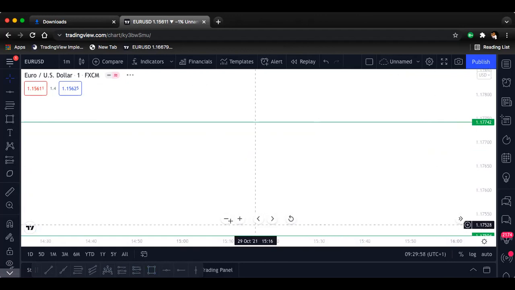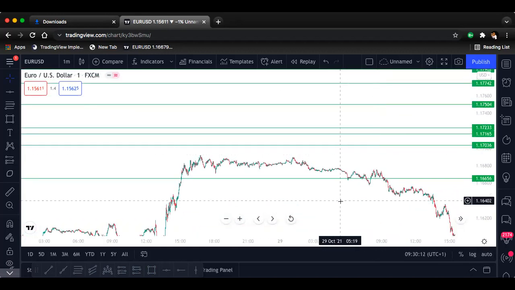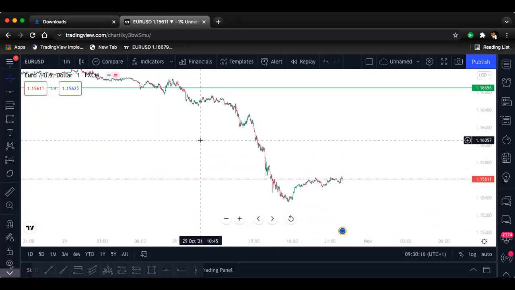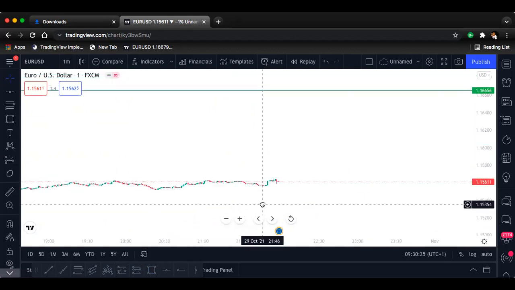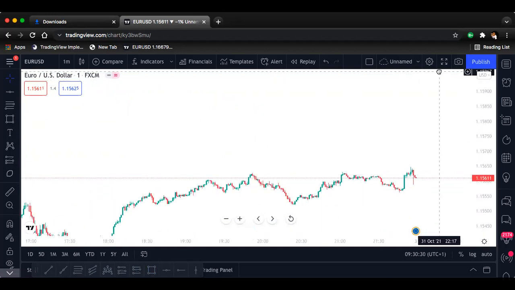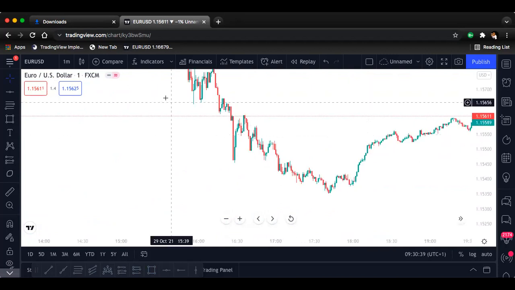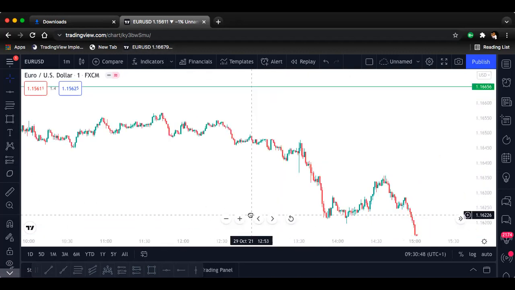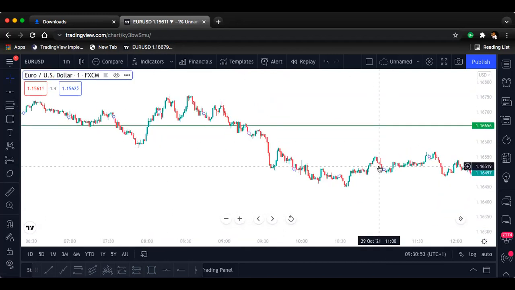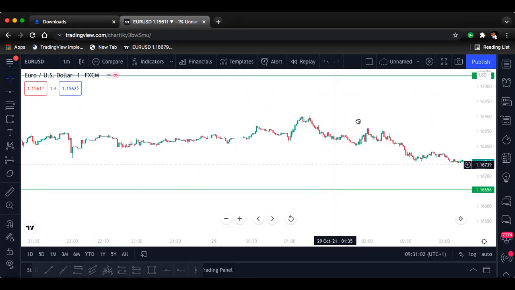The candlestick patterns are not even showing in 1 minute. Let's try to see if we can see our rectangle. No, I can't see the rectangle, sorry.